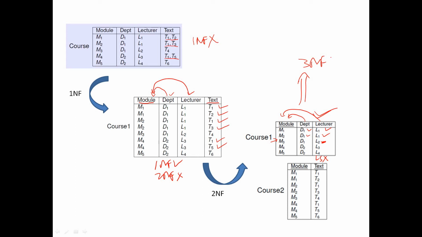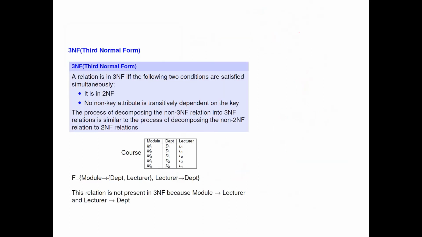So first I have gone for the 1NF. So from 1NF I have gone for 2NF. Again from 2NF I will go for the 3NF. So let's see what the 3NF tells about. A relation is said to be in 3NF if and only if it should be in the 2NF, and the second condition is no non-key attribute is transitively dependent on the key. That means the non-key attribute should not be depending upon the key transitively.